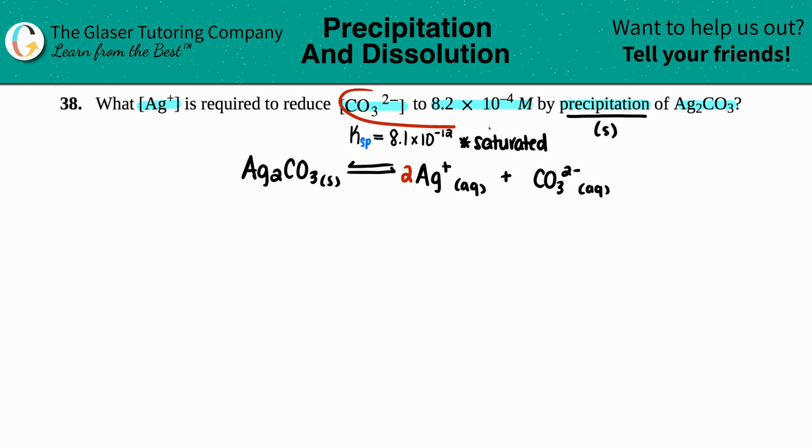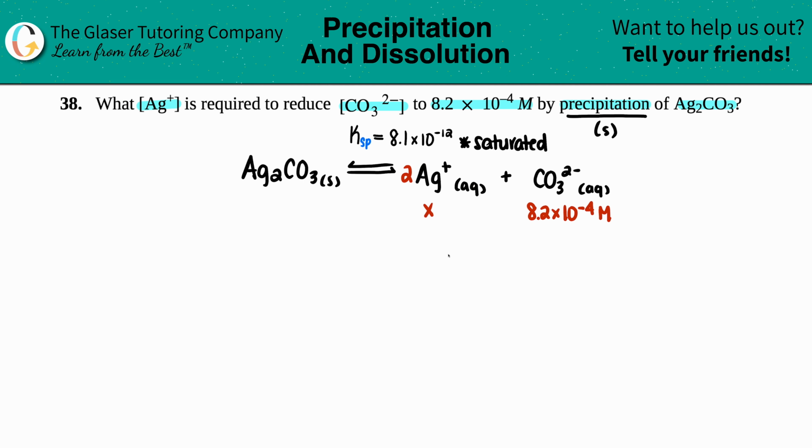So now, let's just write out what they gave us. They told us that the carbonate ion was 8.2 times 10 to the negative fourth. So for carbonate, I'm going to put 8.2 times 10 to the negative fourth molarity. And now we want to find out what that Ag+ concentration is. So that's this one. I don't know what it is, so I'm going to label it as x.